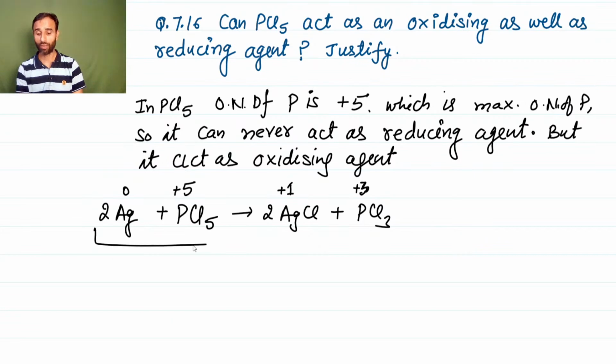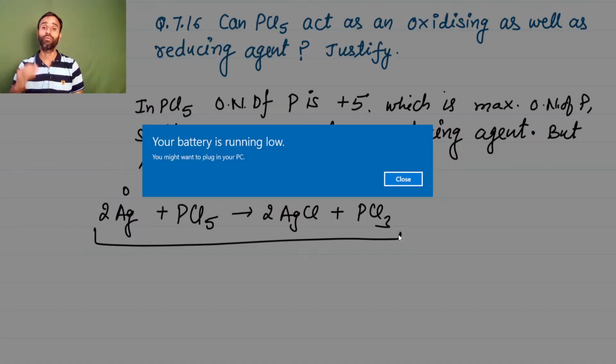So PCl5 can act as an oxidizing agent, but it can never act as a reducing agent, because in PCl5 phosphorus has the maximum oxidation number.